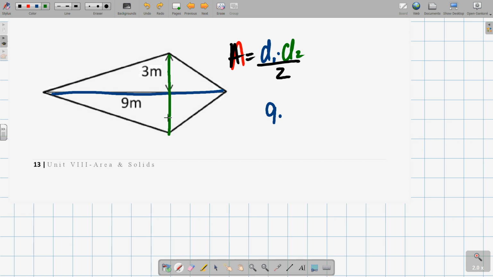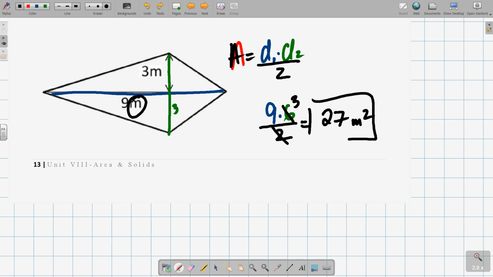On average, there's at least 1 out of 5 of you that wrote 3 there instead of dragging it out and getting the whole 6, because you did not physically trace. Divided by 2, I'm going to take my 2 into the 6 and make that 3. And that is going to be meters squared, 27 meters squared.